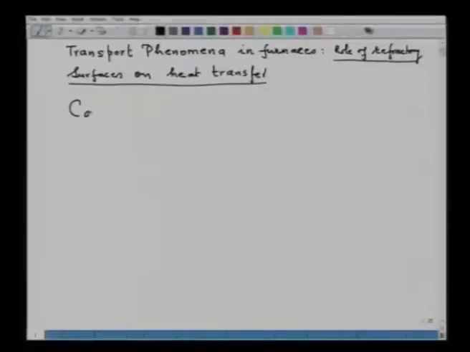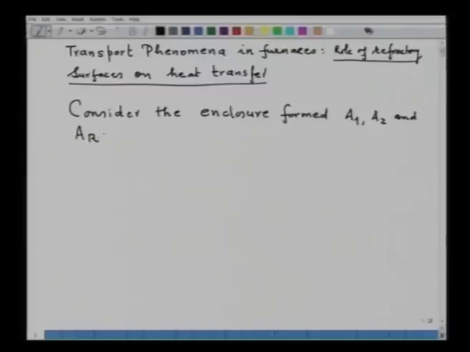So, now for that let us consider the enclosure which is formed by A1, which is the source, A2, which is the sink, and it is bounded by refractory surfaces whose area is AR, such that no radiation energy escapes from the furnace, from the refractory surface of the furnace.